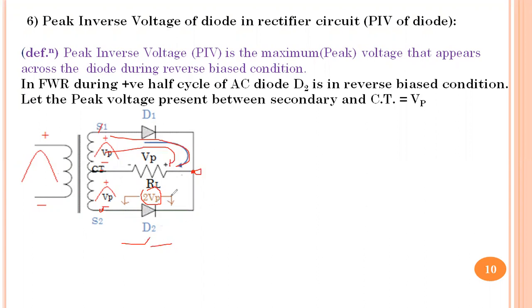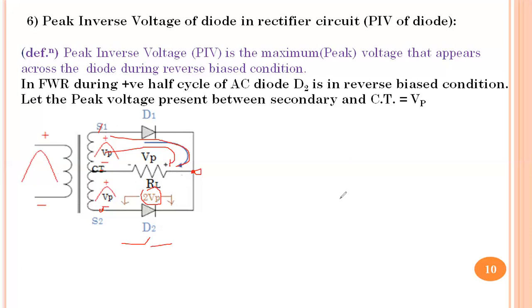Thus, the peak inverse voltage condition gets interchanged for the negative half cycle. 2 V peak will appear across D1. So we can get here, in case of the full wave rectifier circuit, the peak inverse voltage of a diode is double the peak voltage present between the secondary and center tap terminal, or the peak voltage present at the output of the rectifier, which is the drawback of this circuit over the half wave, as well as the next coming one, a bridge rectifier circuit. Is that clear?